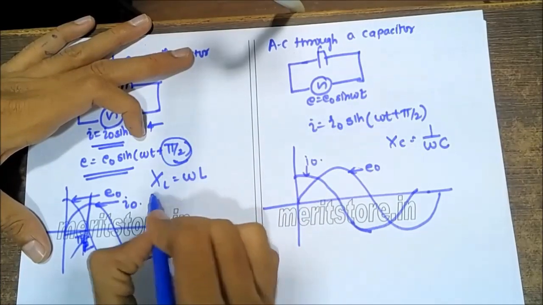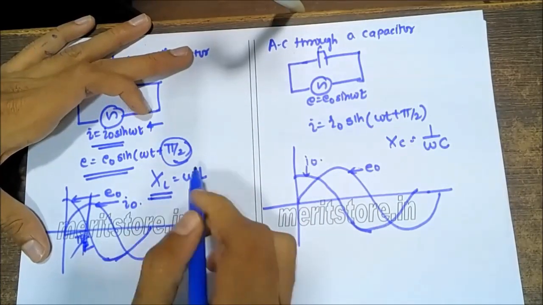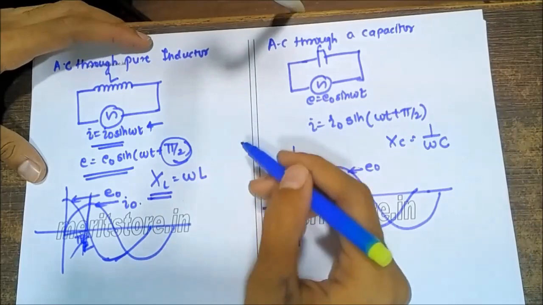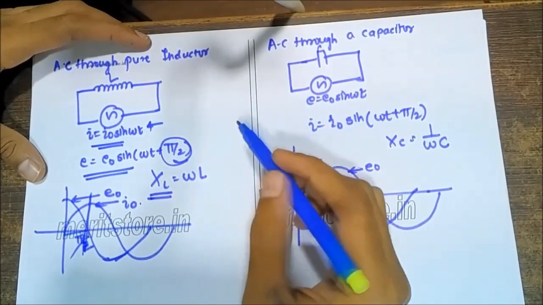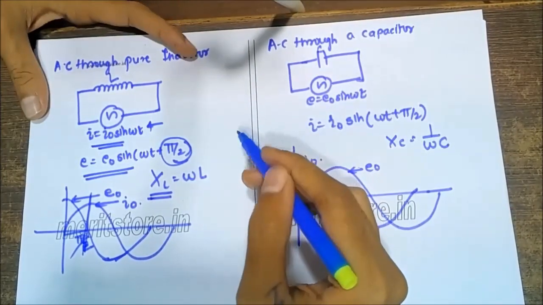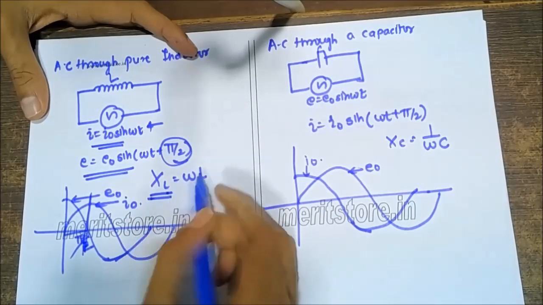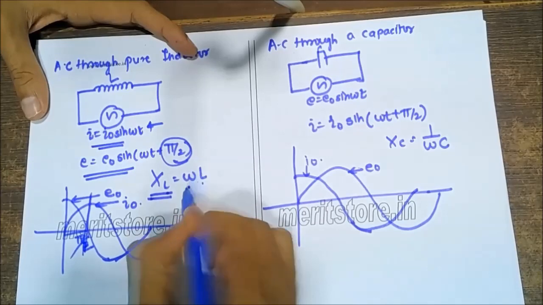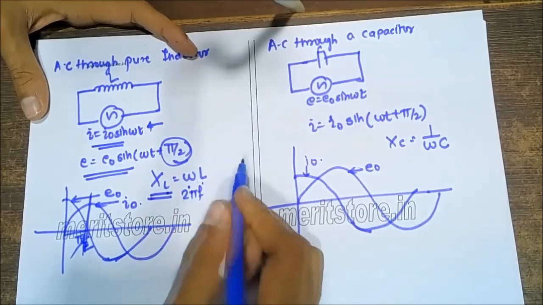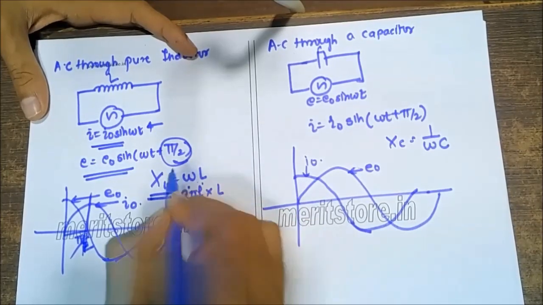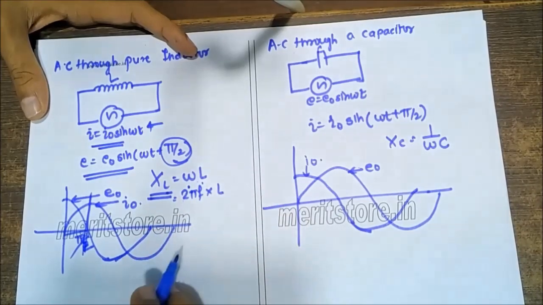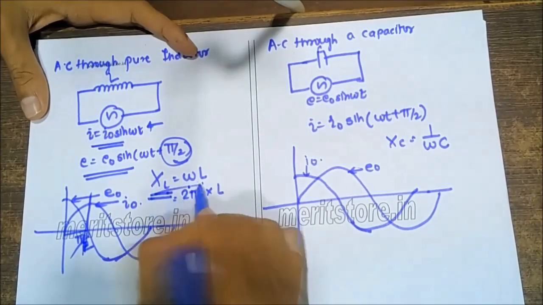Next we find the inductive reactance, that is the power to resist this amount of AC current. It is given by XL = ωL, where ω is 2πf, multiplied by L. L is called the coefficient of inductance, and it is given by this formula.